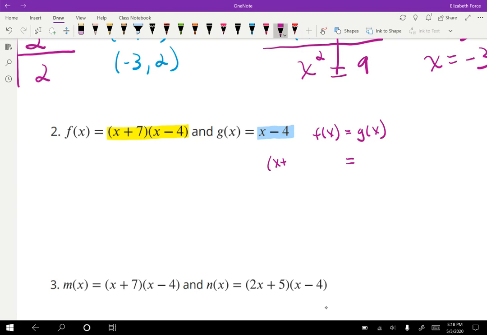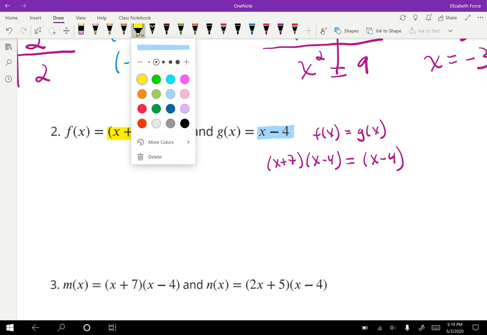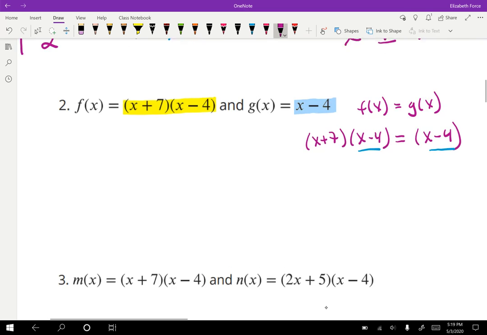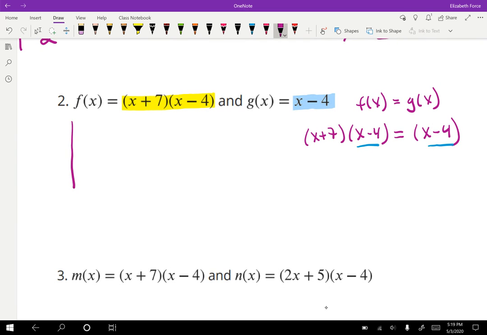So we have (x + 7)(x - 4) equal to x - 4. So I don't know if you guys noticed, but these two functions have something in common. They both have, actually I'll underline it, the same factor of x - 4. And that's going to help me get my very first answer, or my very first point of intersection, which is going to occur at one of the zeros, 4.